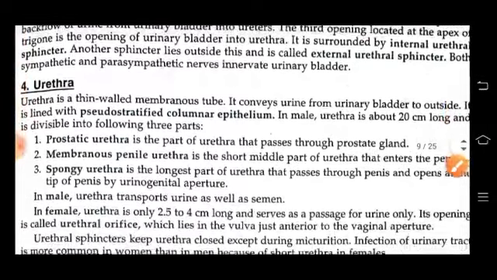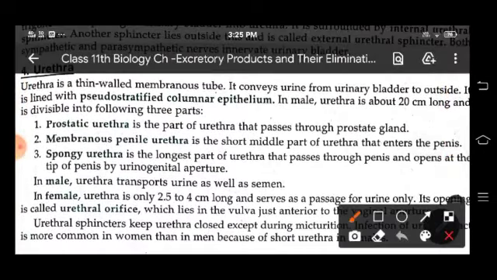Now next is the urethra. The urethra is a thin-walled membranous tube and it conveys urine from the urinary bladder to the outside. Now in males, the urethra is about 20 centimeter long and it is divided into 3 parts: prostatic urethra, membranous urethra, and spongy urethra. Prostatic urethra is the part of the urethra that passes through the prostate gland. Membranous urethra is a short middle part of the urethra, and spongy urethra is the longest part of the urethra that passes through the penis and opens at the tip of the penis by the urogenital aperture.